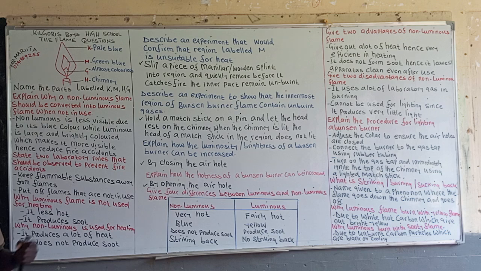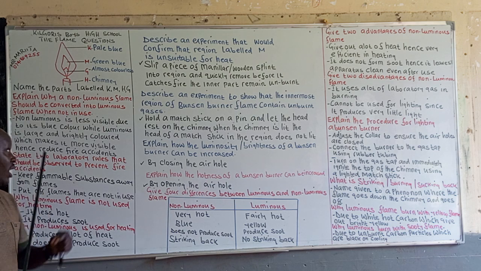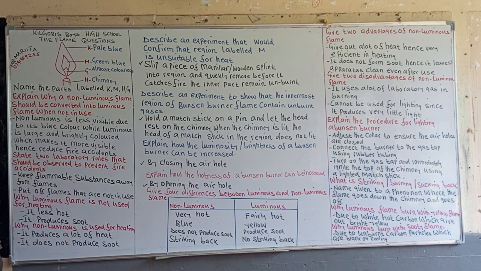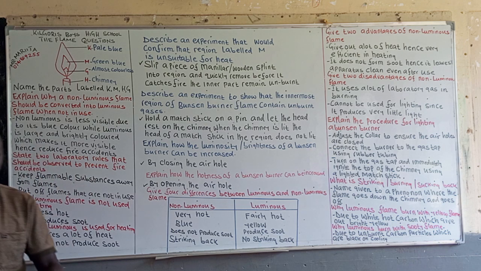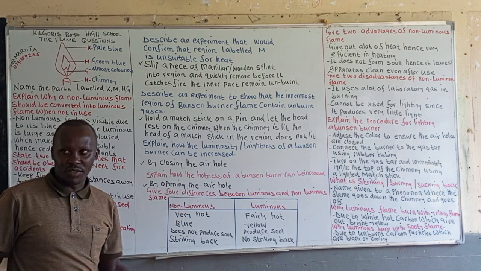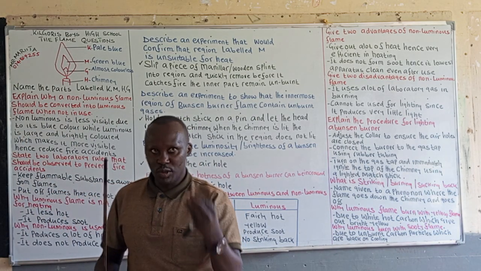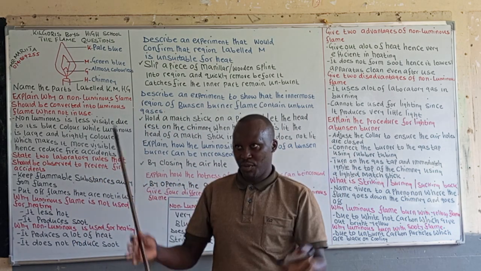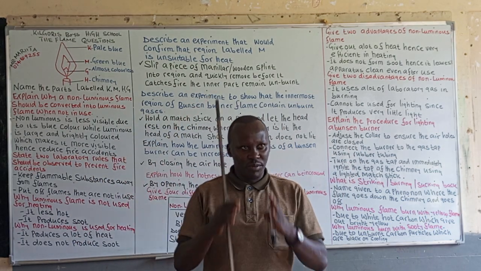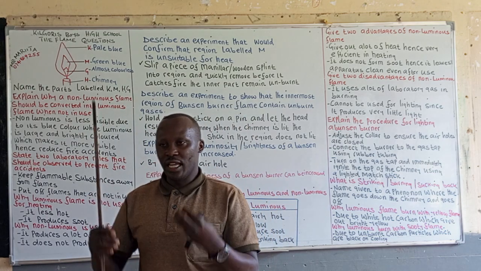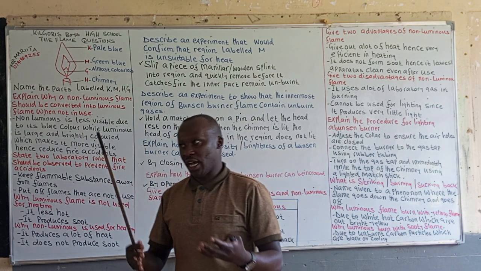Remember, the non-luminous flame is blue in color, therefore it is very difficult to see. It cannot be easily seen. The luminous flame, which is very large in size, can be easily seen, therefore it will not cause an accident. So the main reason why we convert the non-luminous flame to a luminous flame is just to avoid accidents, because the luminous flame is large and visible, and the non-luminous flame is very small in size, blue in color, and therefore not visible, hence it might cause an accident.